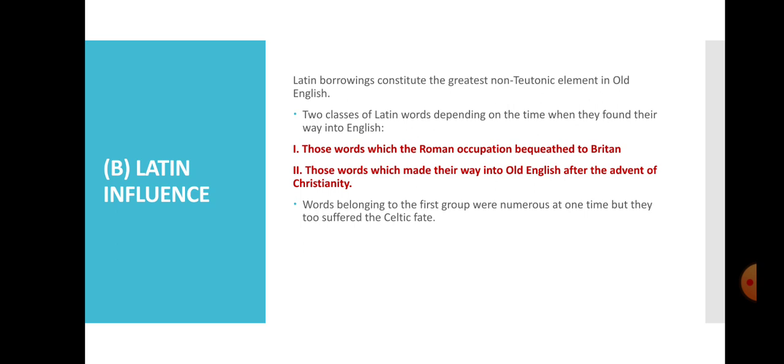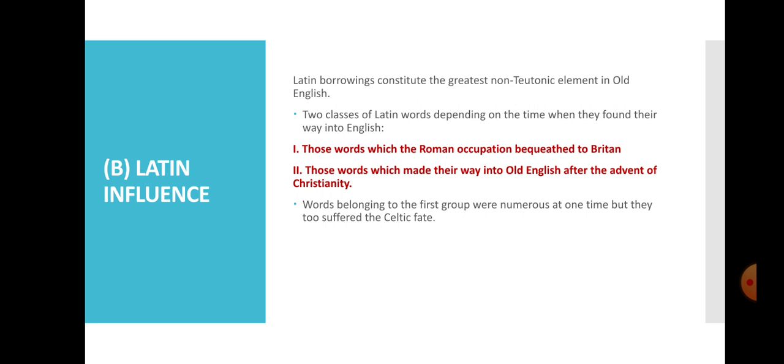Old English mostly possesses the characteristics of the Germanic language from which it derived, but it was greatly influenced by Latin. Among these borrowed Latin words, we can distinguish two classes depending on the time when they found their way into English. The first is those words which the Roman occupation bequeathed or passed to Britain. The second category is those words which made their way into Old English after the advent of Christianity.